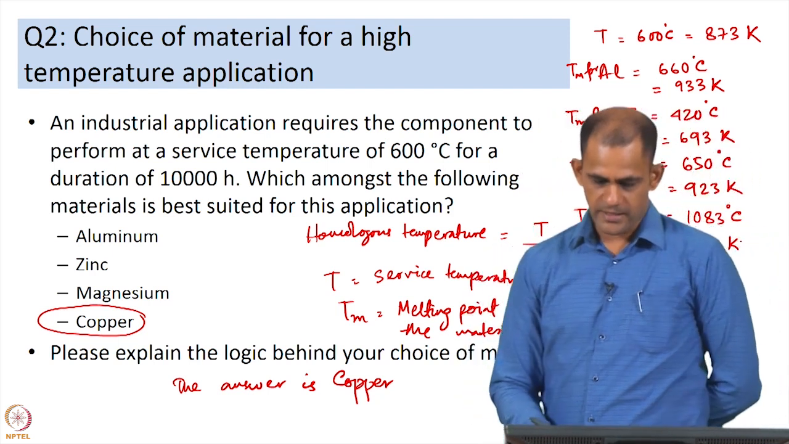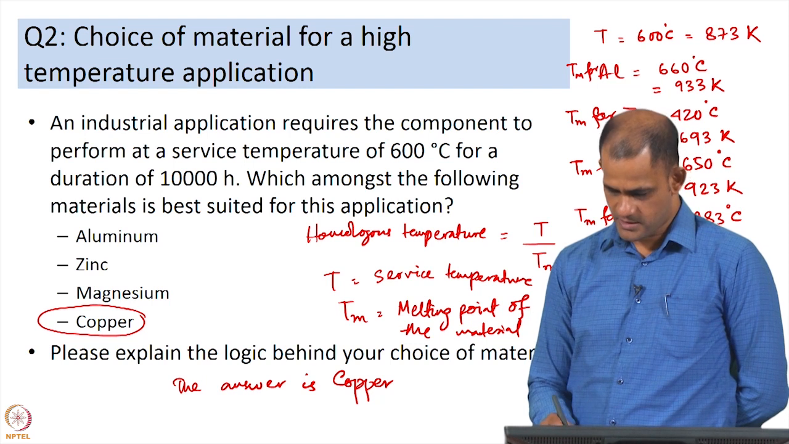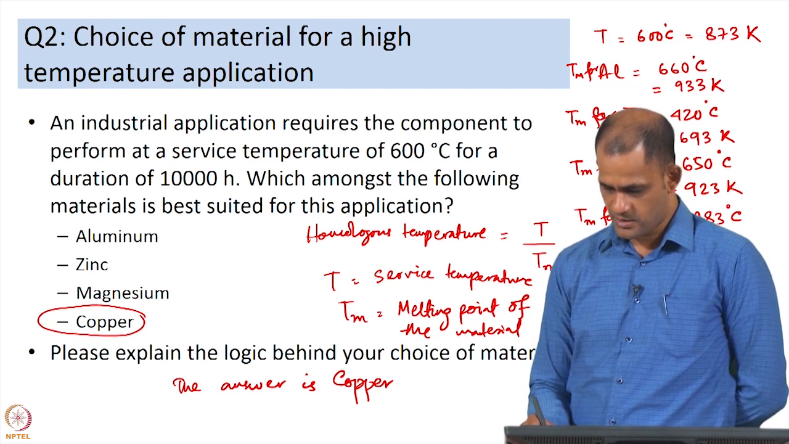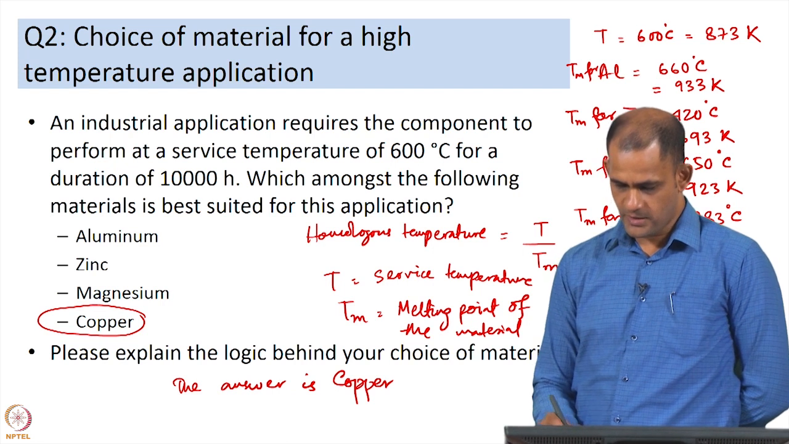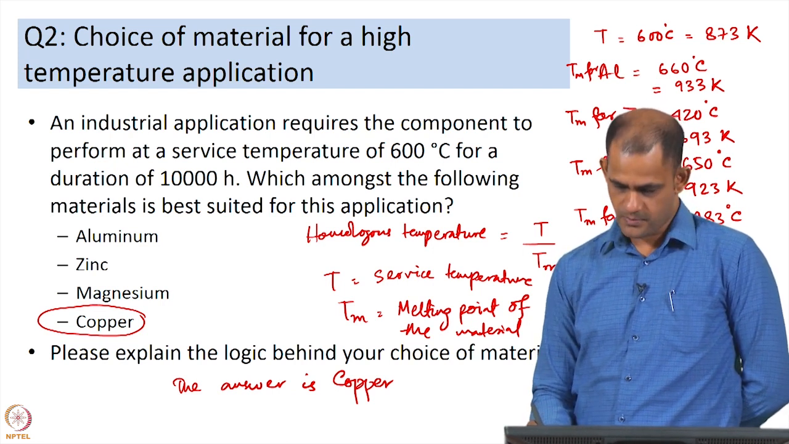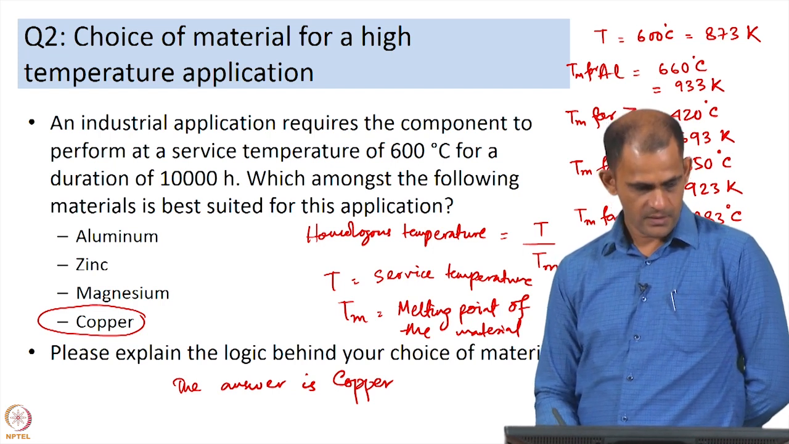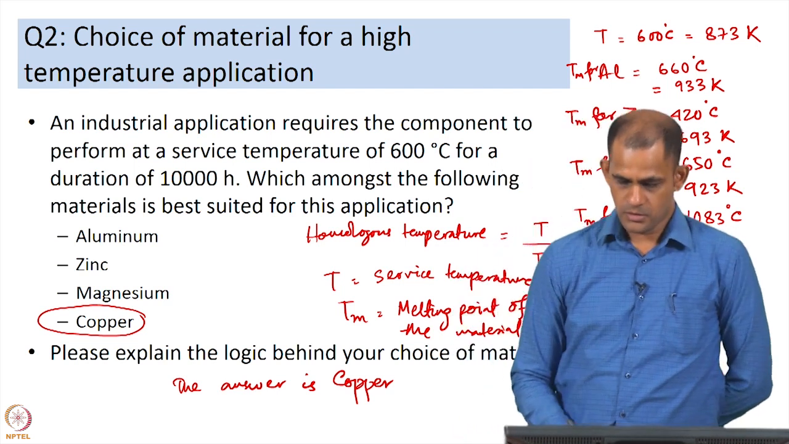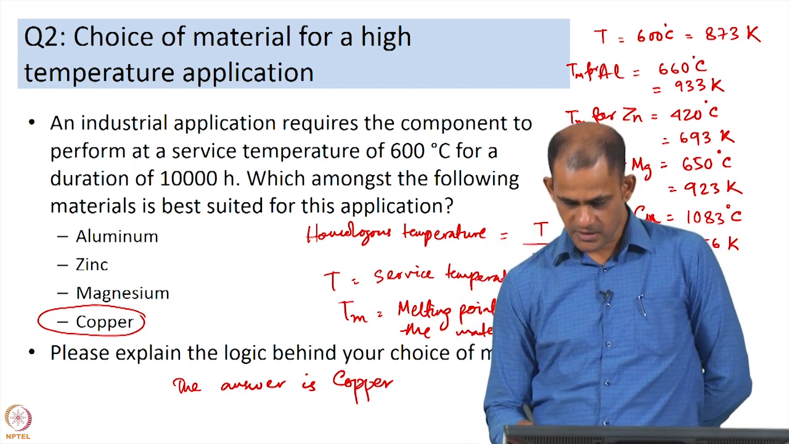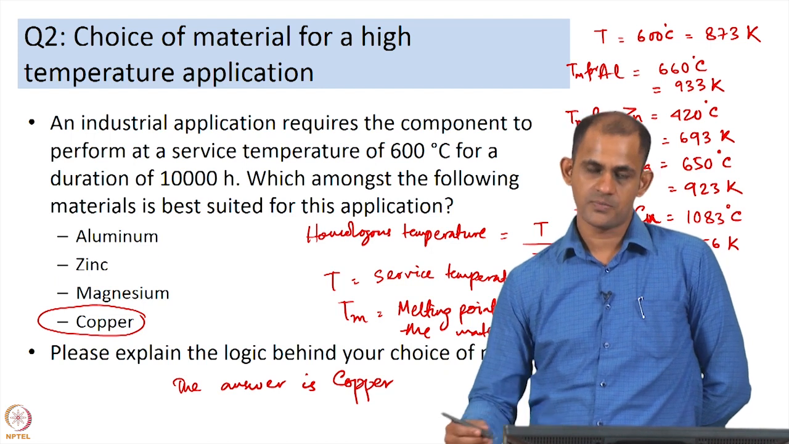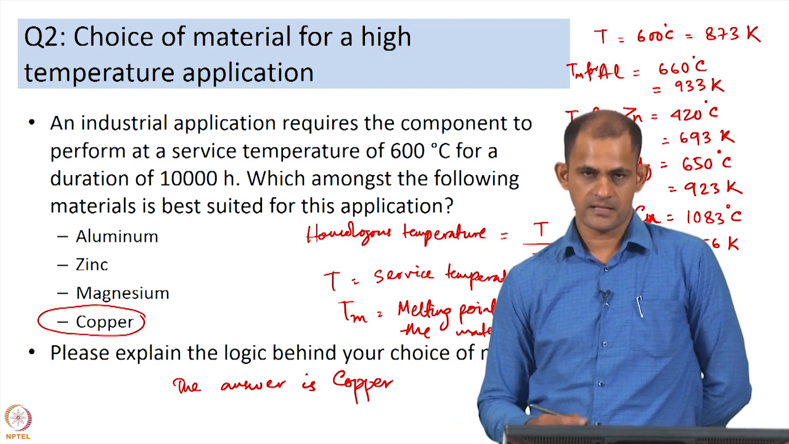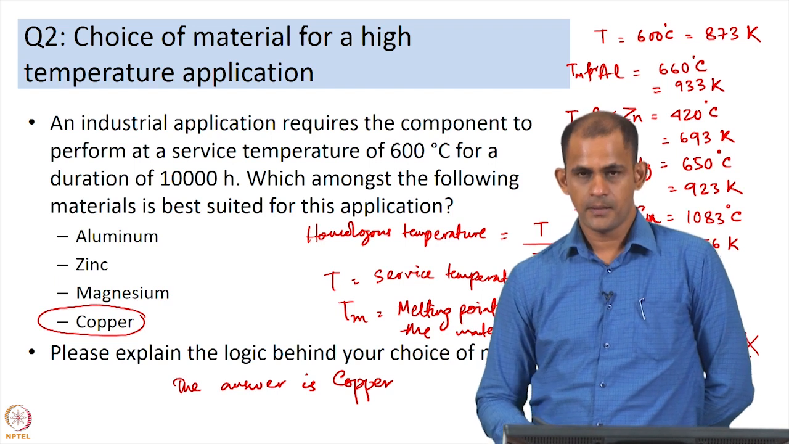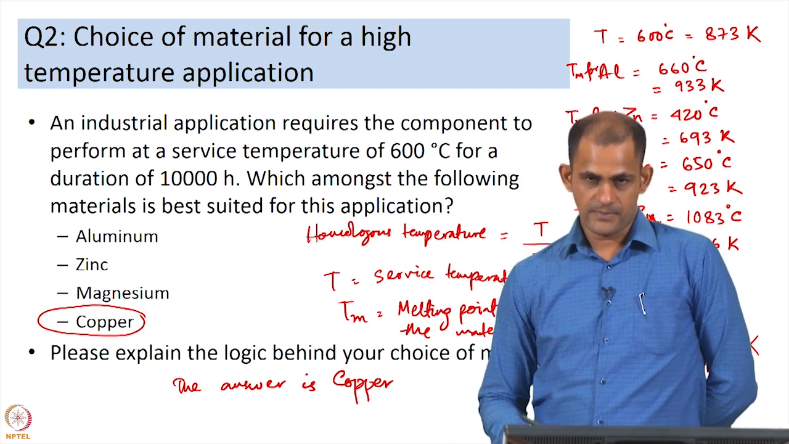So, if you now calculate the homologous temperature for each of the metals, you will find for aluminum the homologous temperature is 0.93, for zinc it is 1.25, for magnesium it is 0.94, and for copper it is 0.64. So, zinc, clearly the service temperature is higher than its melting point, which means zinc is going to melt at that service temperature and can automatically be ruled out for that application.